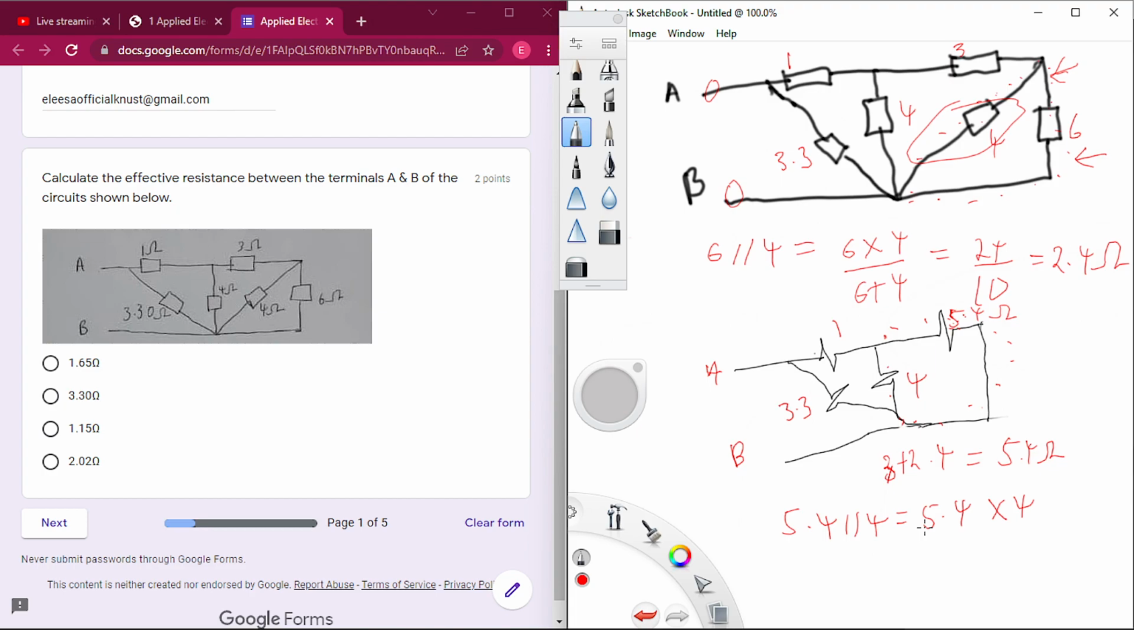We need to redraw our circuit. Let me make this larger since we have this here.